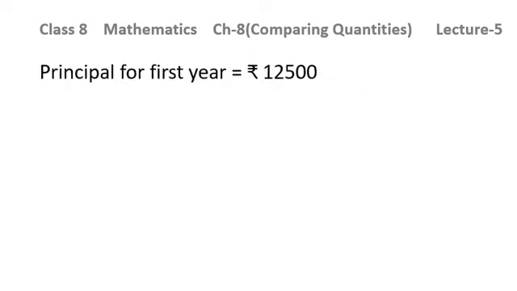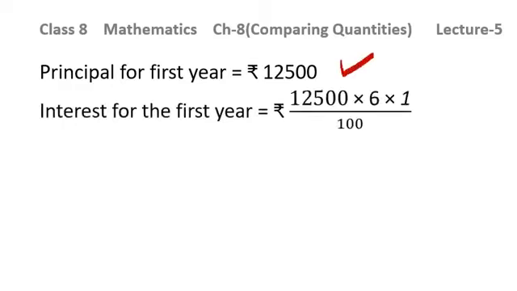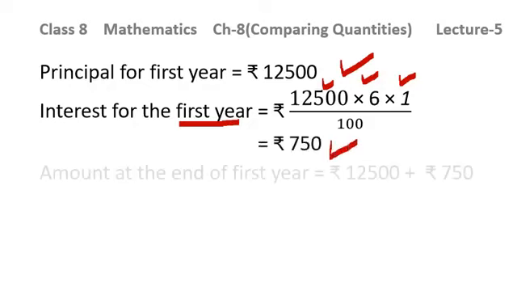So rate of interest, as I told you, is 6% per annum. Principal for the first year, that is given to us, is 12,500. Interest for the first year: I have used the formula of simple interest, that is P into R into T. We are supposed to find out the interest for 1 year, so it will be P into R into T over 100. This is the interest for the first year. That will give you 750 rupees.